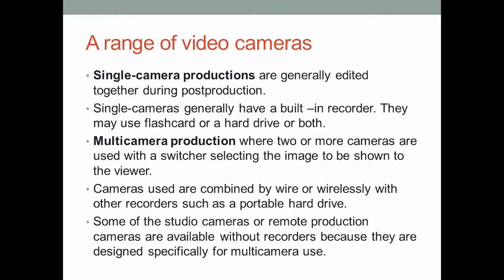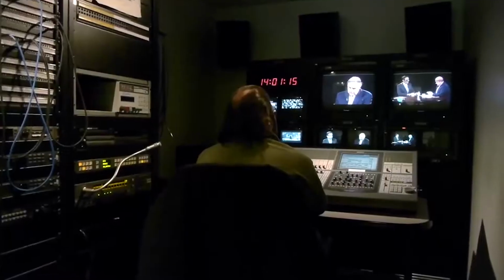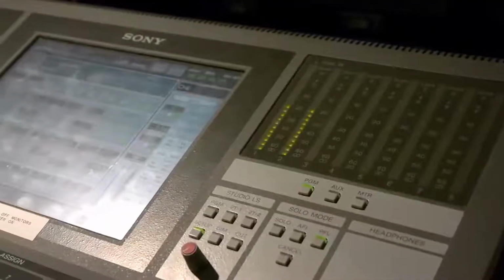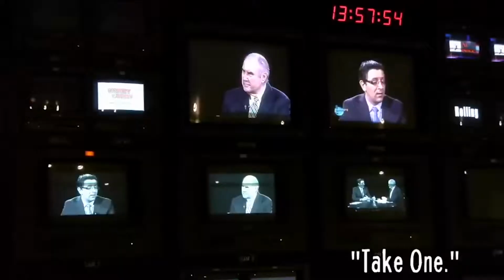There are single camera productions and multi-camera productions. Single camera productions are generally edited together during post-production. Single cameras generally have a built-in recorder. They may use a flash card or a hard drive or both. Multi-camera production is where two or more cameras are used with a switcher selecting the image to be shown to the viewer.